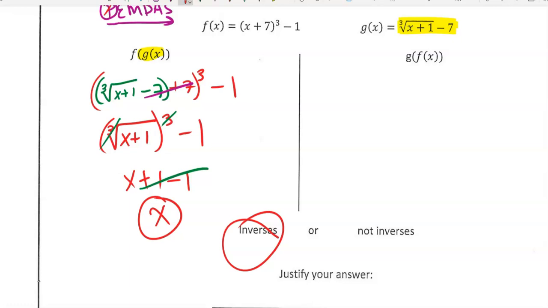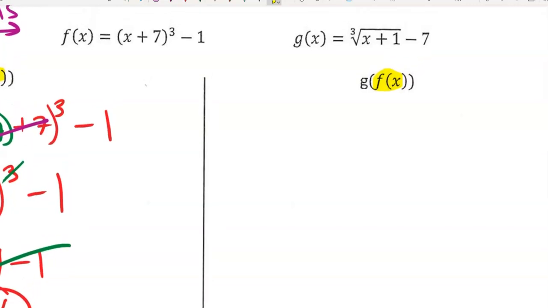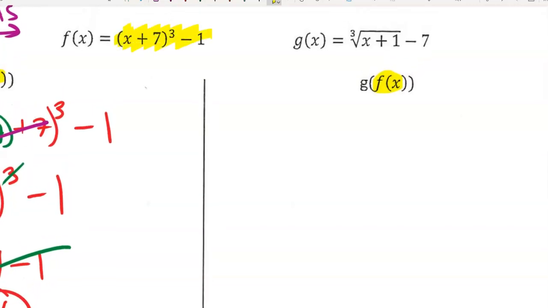Okay, so are they inverses right now? Maybe. We don't know for sure yet. The other way has to simplify down to x as well. All right, so let's check it out. On this side, f of x is on the inside. So we're going to take this function and put it in place of x on the other function.